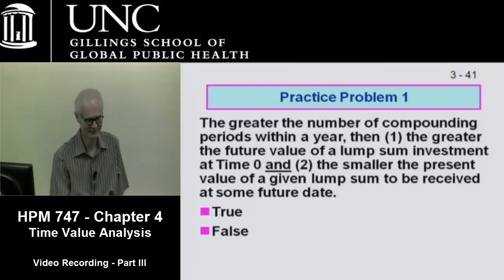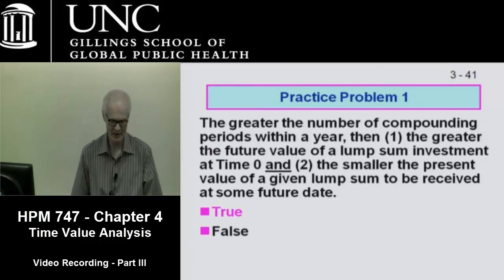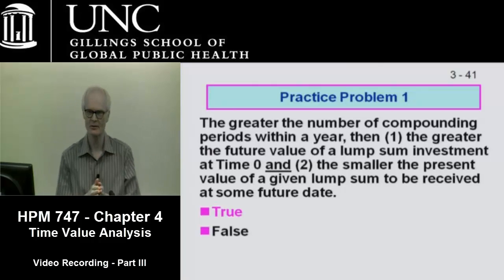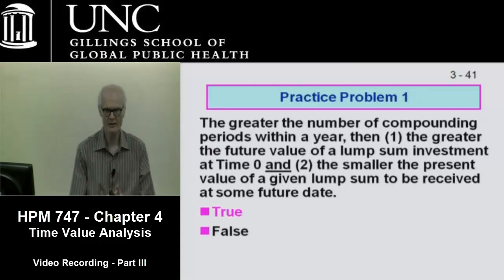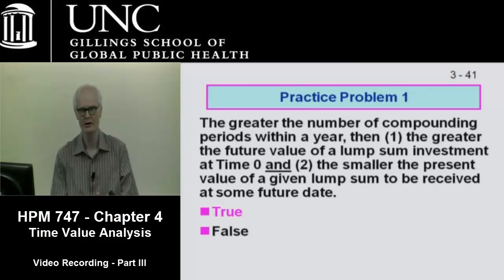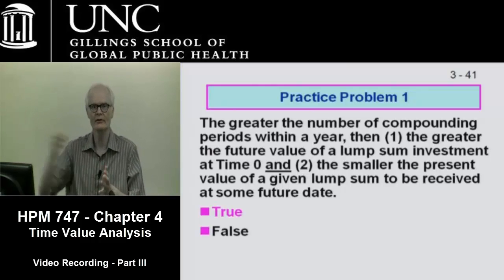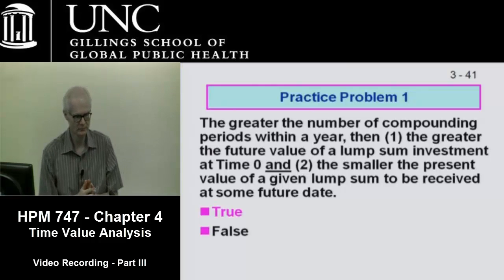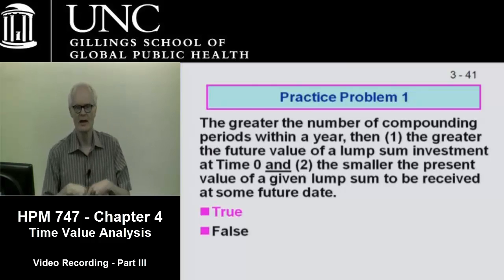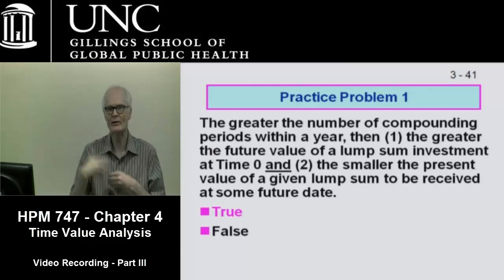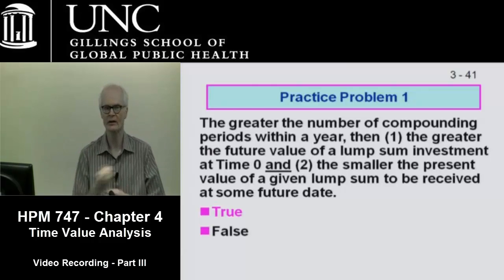It's true, because as we talked about a few minutes ago, the greater the number of compounding periods per year, the larger the future amount and the smaller the present amount, because intra-year compounding magnifies the effect of compounding and discounting.